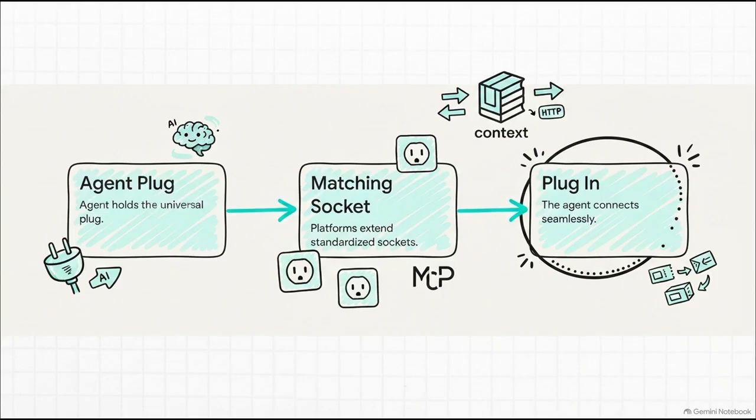Step 1, your agent is ready with its universal plug. Step 2, your external platforms extend matching, standardized MCP sockets. And Step 3, the agent just plugs in. It seamlessly connects over standard input/output or HTTP to absolutely any platform providing that socket. No complicated handshake, no fragile integration layers, just an instant, standard connection.